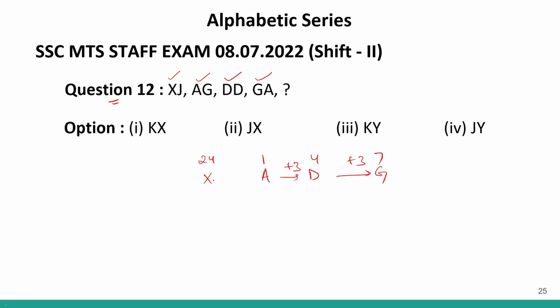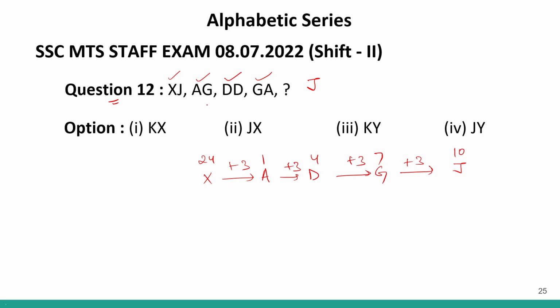So now when I look at X, Y, Z, A, this is plus 3. So now if I move forward plus 3, I will get 10th position. And at 10th position we have J. So the first element will be J.